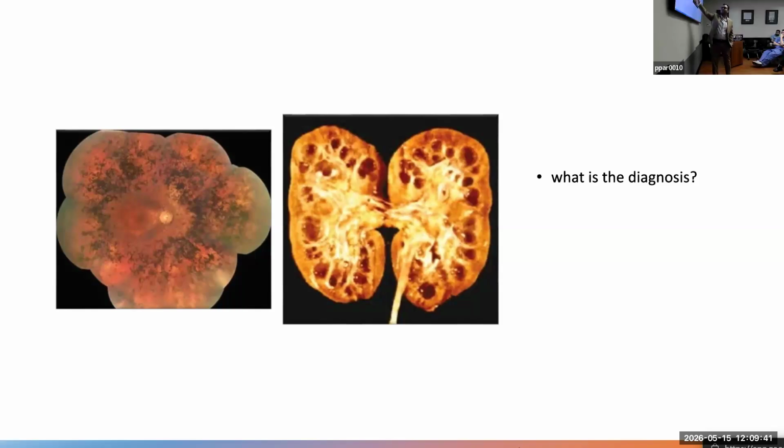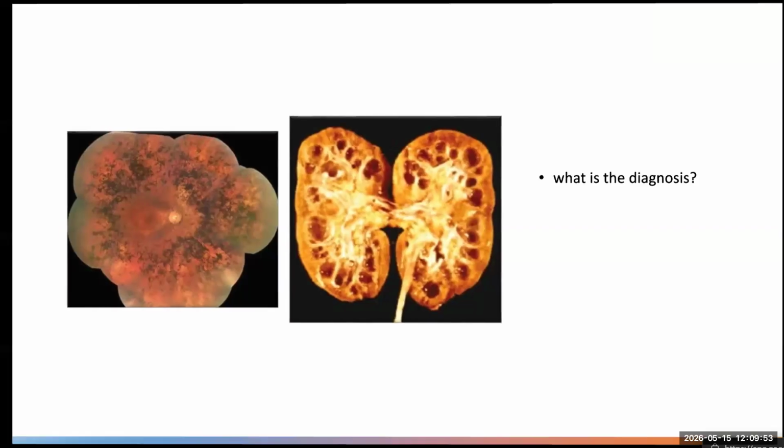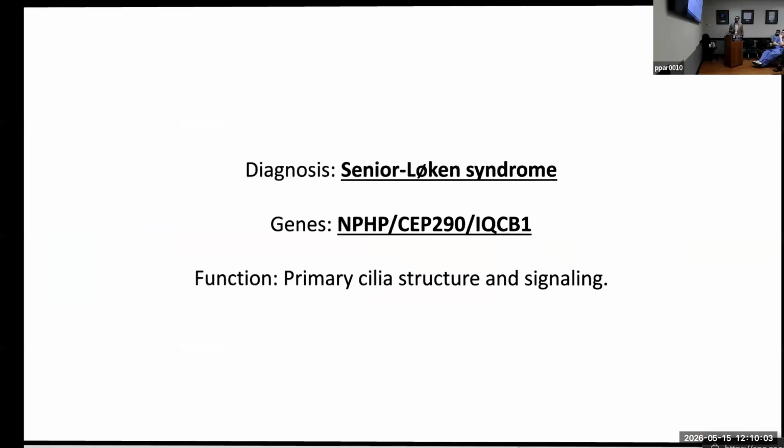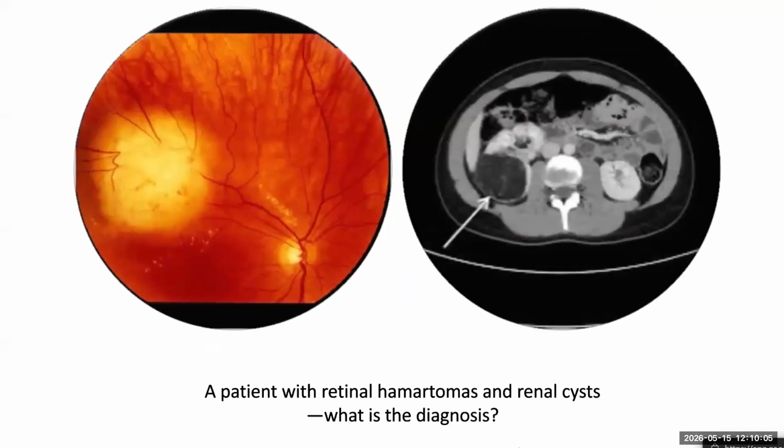We see all the rods being abnormal, and this is the RP. Any associations that you guys can think of? This is Senior-Loken syndrome and PHP, different mutations, basically primary ciliary structure and signaling dysfunction. Okay, one of the last in this objective.